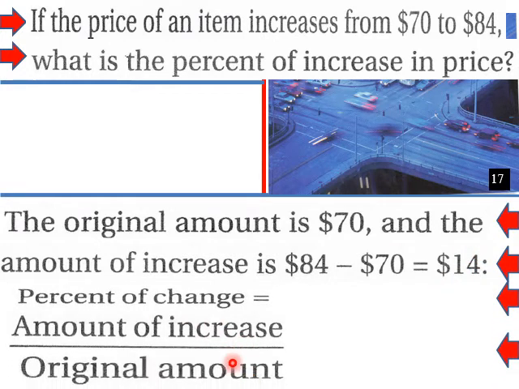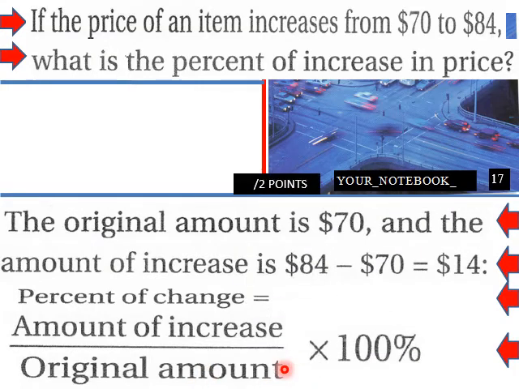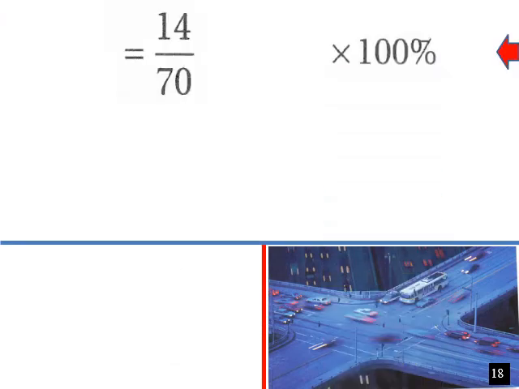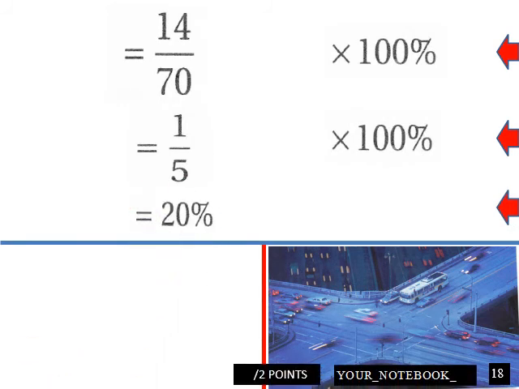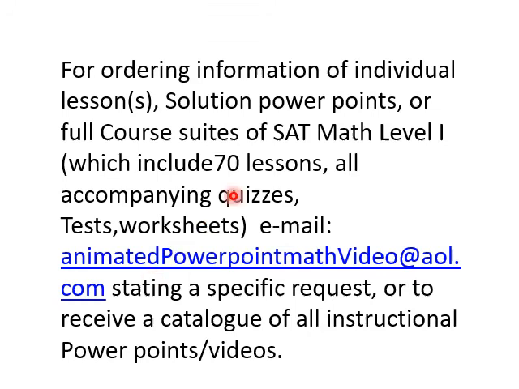Percent of change equals the amount of increase over the original amount times 100. So to finish that up, we have 14 over 70 times 100. That'd be 1/5 times 100, so that'd be a 20% increase there. That would be the way you figure that. So that's all pretty cool.